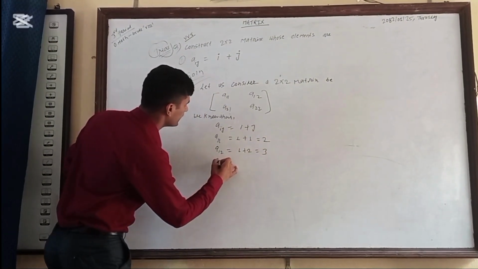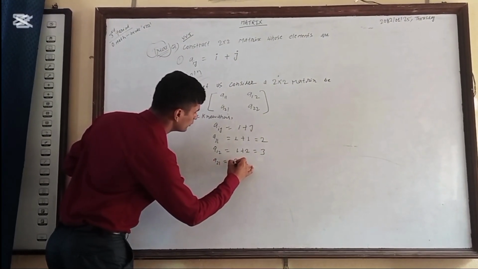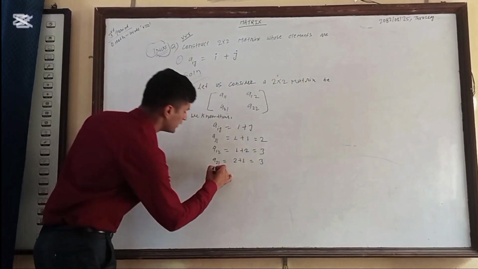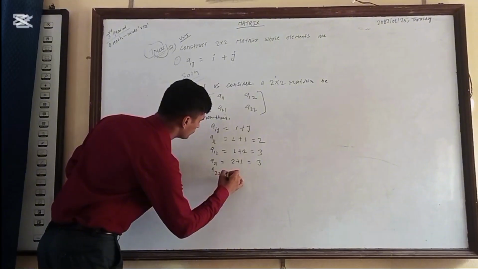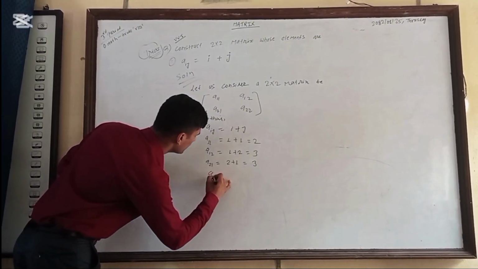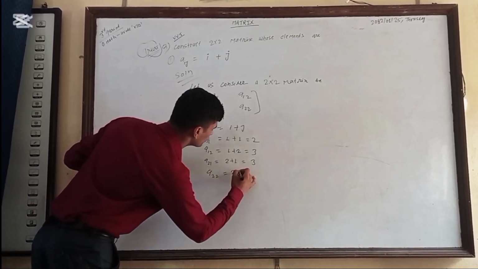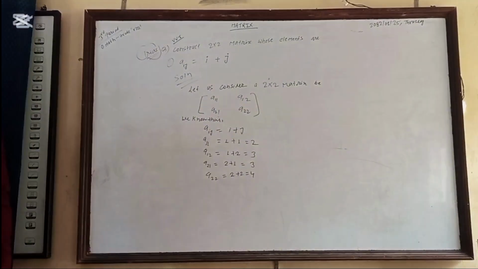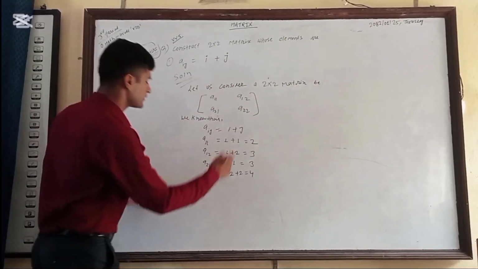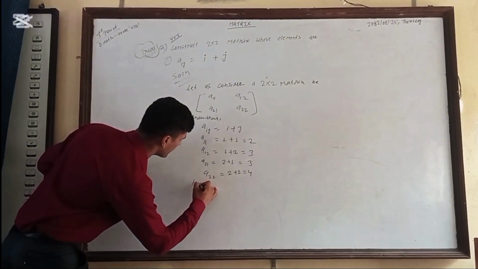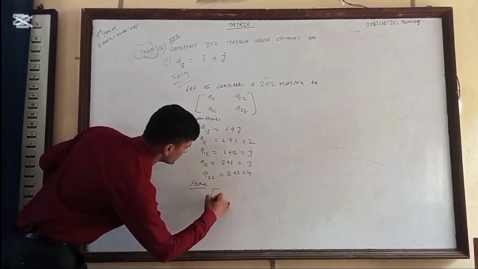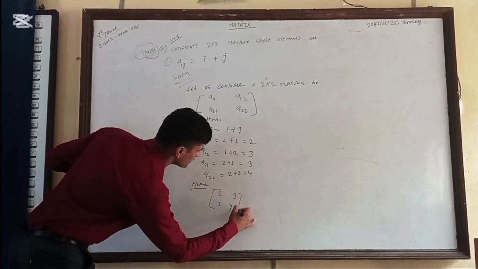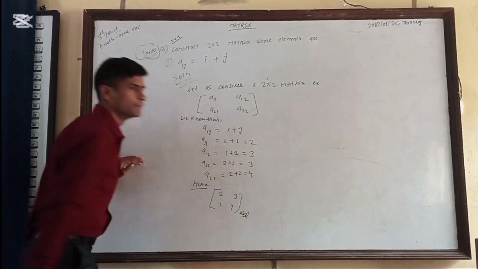A21 equals 2 plus 1, that is 3. Again, for the 2 by 2 matrix, A22 equals 2 plus 2, you get 4. Hence the elements Aij of the matrix are 2, 3, 3, 4. That is your answer.